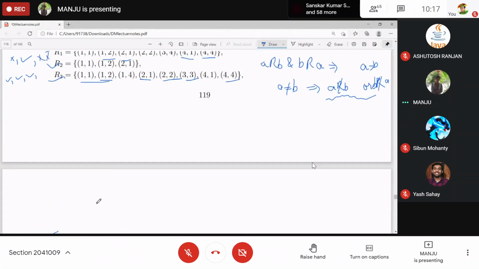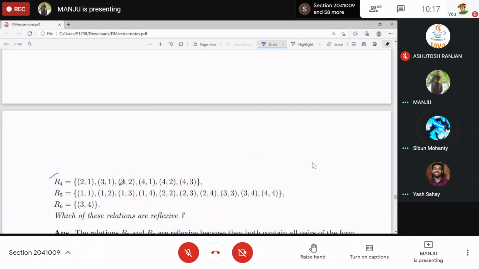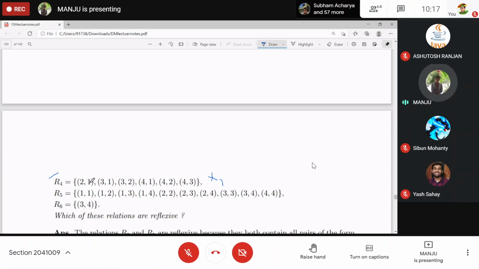R4. Reflexivity? Not reflexive. All the same pairs are not present, that's why it is not reflexive. What else? Ma'am, not symmetric. 2 1 is there, 1 2 is not there, right? 3 1 is there, 1 3 is not there. So not symmetric. Transitive?